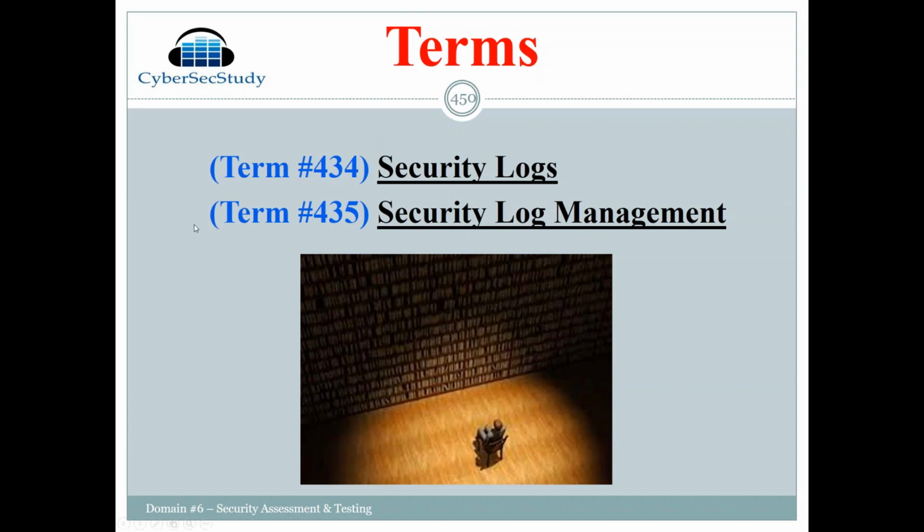So security logs, we've talked about these already. Term number 434. Security logs, a record of the events occurring within an organization's systems or networks. You have all these different system components that are capable of generating security logs, like your routers, switches, operating systems, databases, and some applications. But in some cases, you have to turn auditing on in order for them to actually start collecting these events. And then you want to configure them to only audit for the things that are of interest to you. You don't want to audit for everything.